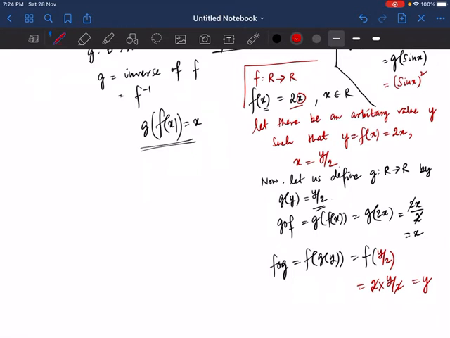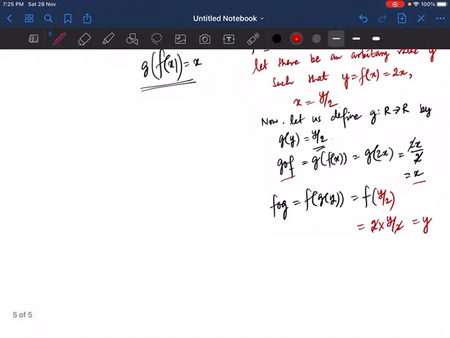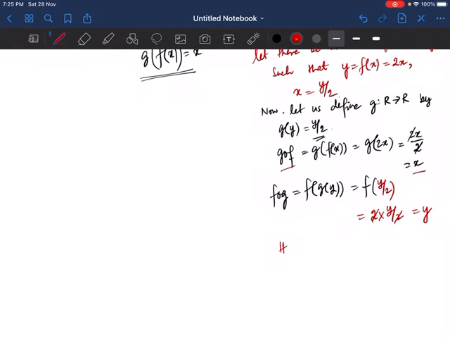Now y is nothing but the identity function of g. So what you see, if I do g∘f, we get the identity function x. Now if I do f∘g, we get the identity function y. Since we are getting this, we can say that g is the inverse of f. Hence, g is the inverse of f. Okay, so that's how we prove this.